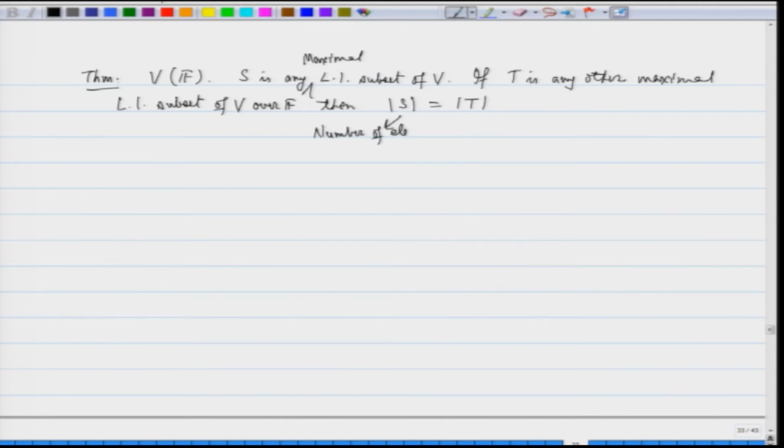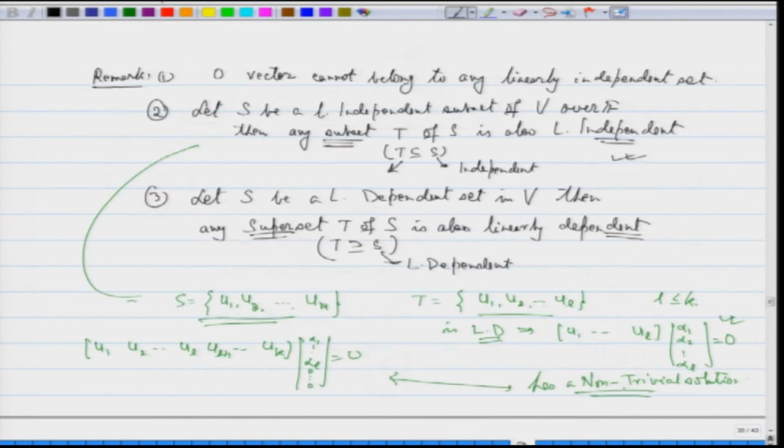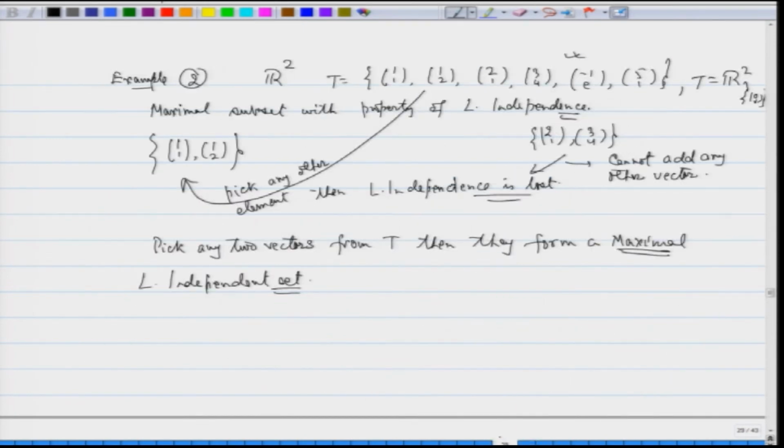Number of elements in S is equal to number of elements in T. I am not saying that S and T have same set, same elements. I am not saying that. We are just saying that the number of elements are same. So, if you go back to one of the previous slides, this is what we had here, that in R 2, I had picked up a lot of linearly independent subsets. Each had only two elements. They could be different, but each of them had only two elements.